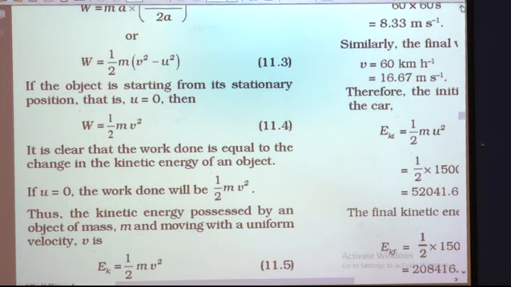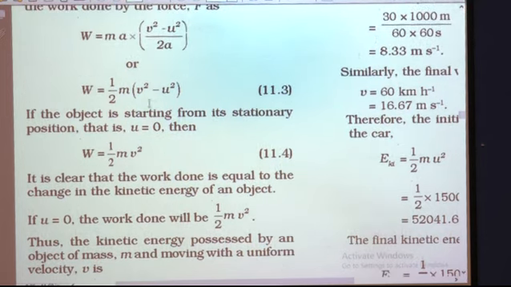or W is equal to half m V square minus U square. This 2, if you take it outside the bracket, it is 1 upon 2. This is m as it is. Then this a and this a gets cancelled. So, what do we get? 1 upon 2 m into bracket V square minus U square.